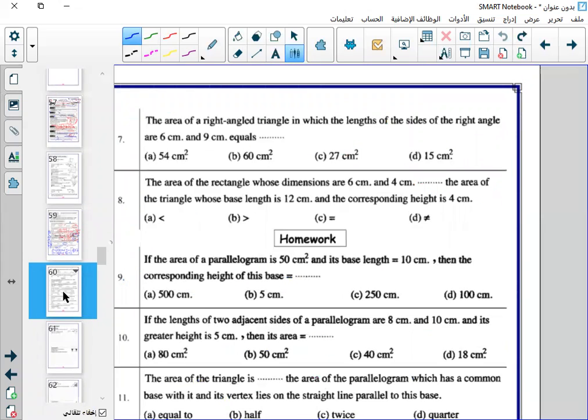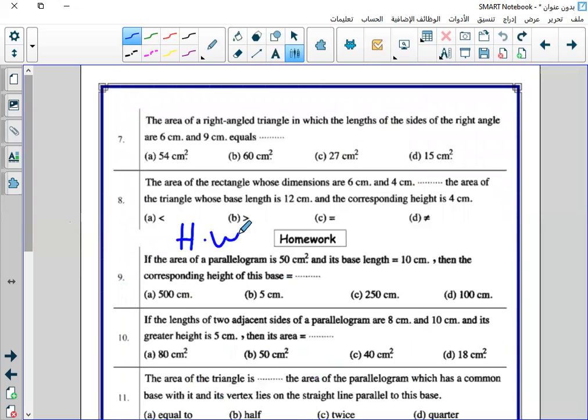This is homework, okay? Number 7, the area of a right angle triangle in which the lengths of the sides of the right angle are 6 and 9 equals what? Who knows the answer? Please raise your hands. Yes, Hania?